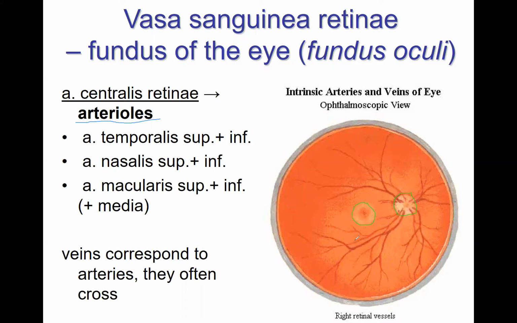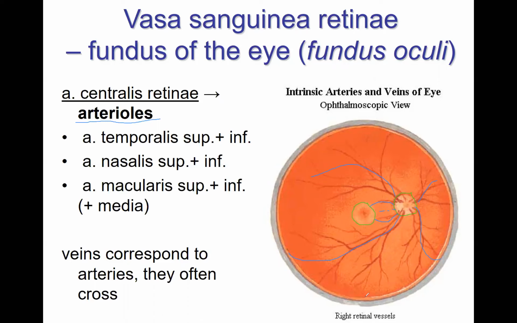So if you look into the eye, you can see some of these important diseases. The branching is then superior and inferior temporal, superior and inferior nasal, and superior and inferior macular. There can sometimes be a middle macular.